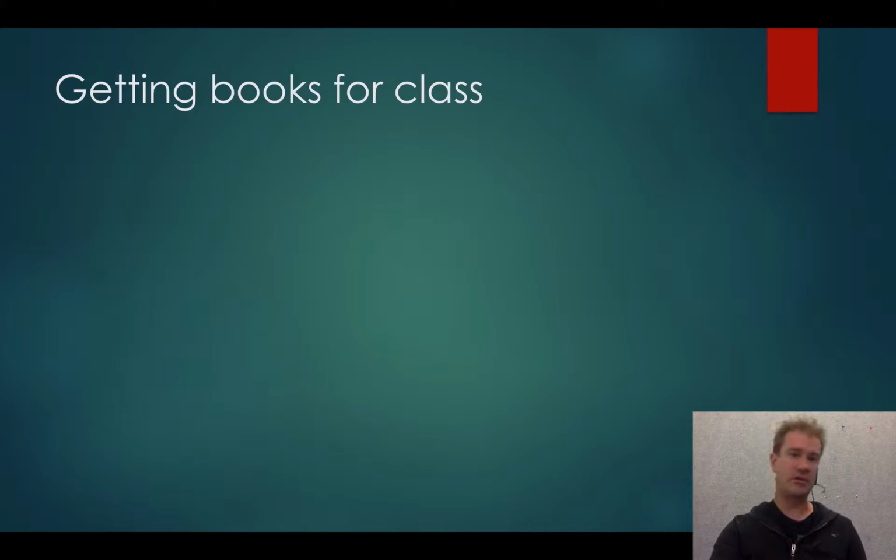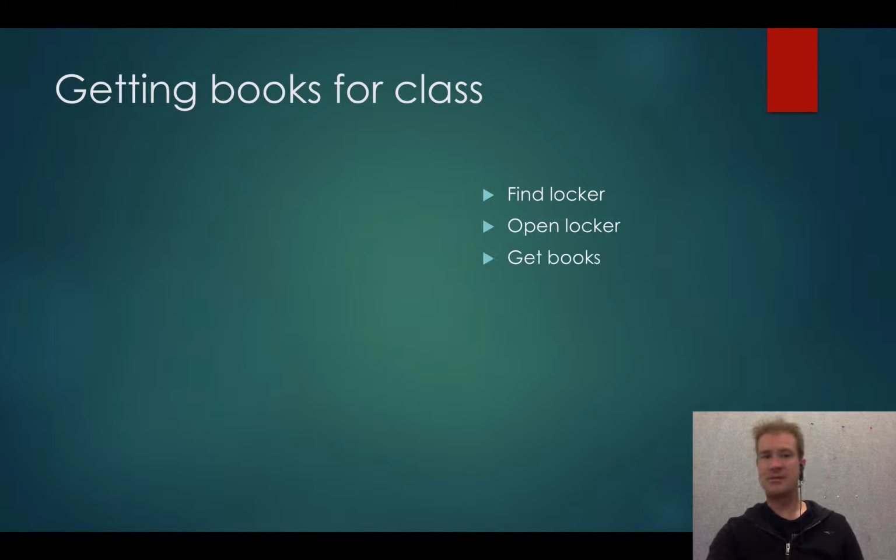Let's look at an example of going to school and getting your books for class. You go through a repeated process over and over and over again, and that's where something like a method becomes really powerful. So let's look at some examples. The first thing you need to do is find your locker. Then you need to open your locker. Then you need to get the books out. Then you need to close your locker. Then you need to lock your locker. So it's a repeated task which goes over and over again. So this is perfect for our method.